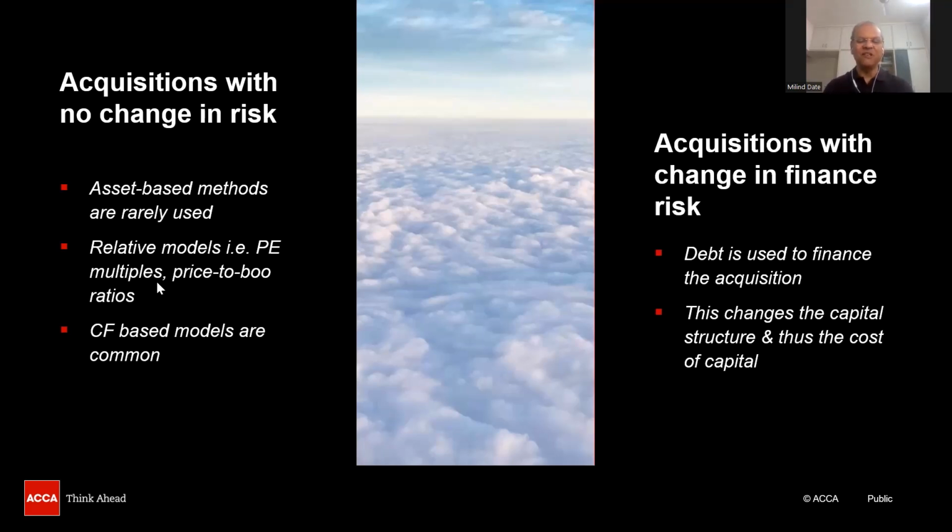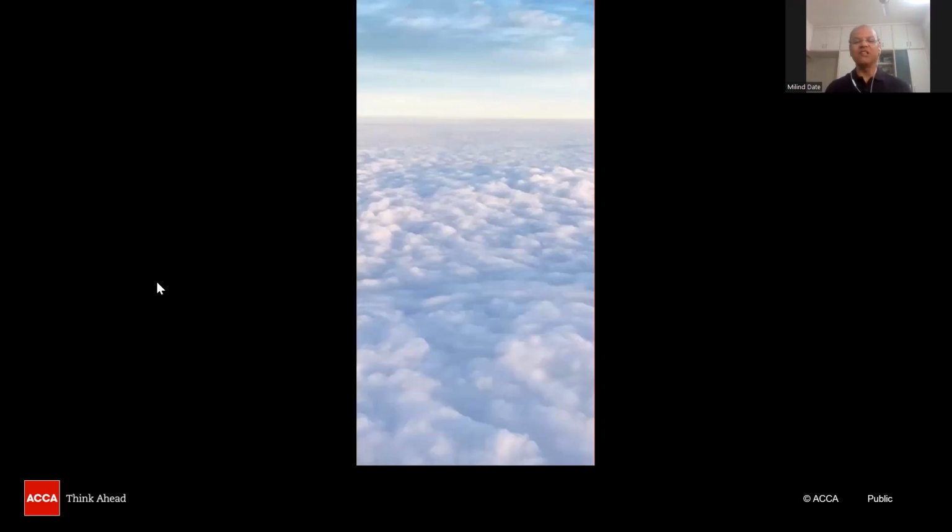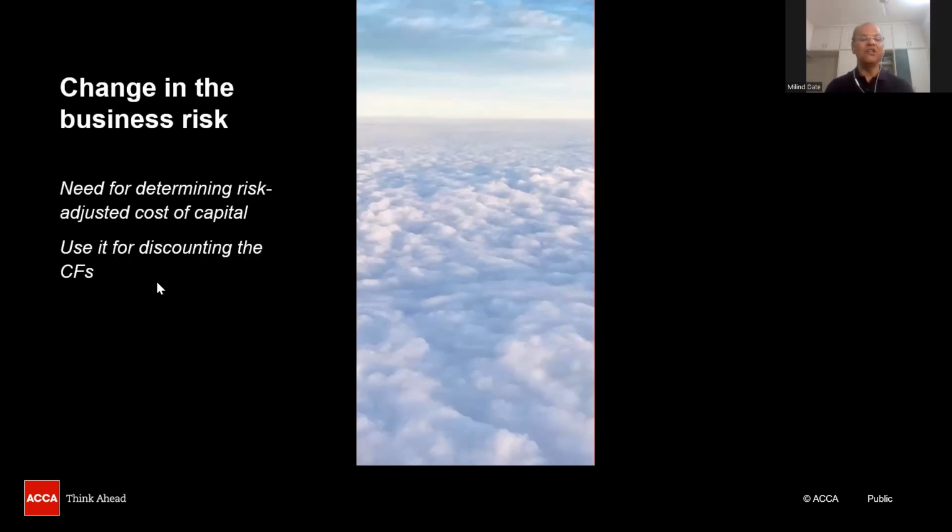That's really crucial. And most of the times in the examination, there could be a scenario where you would be facing the change in the business risk as well. So you need to determine the risk-adjusted cost of capital and then use it to discount the cash flows.